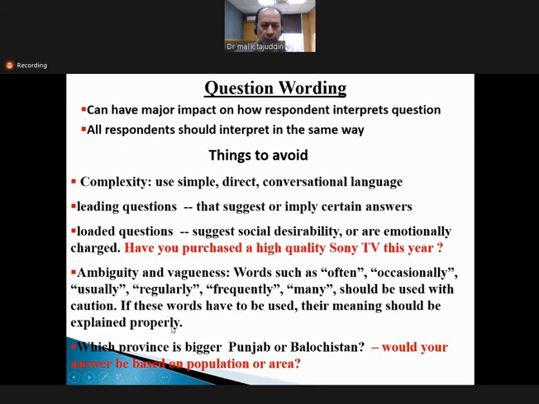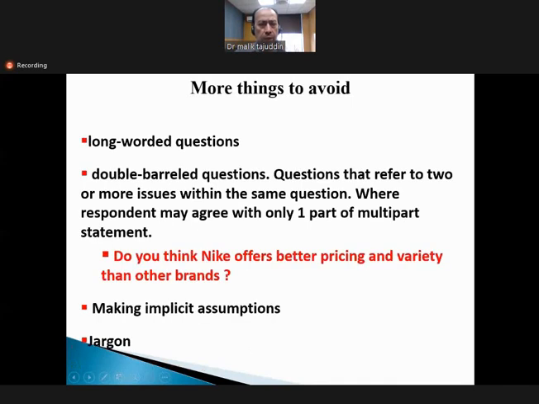Now see, these are called double-barreled questions. Which province is bigger, Punjab or Balochistan? Which is bigger, by what are you asking? Are you asking according to population or area? If you're asking according to area, the answer is Balochistan. If you're asking according to population, the answer is Punjab. So there are more things to avoid. Long-worded questions should not be there. Double-barreled questions, as I explained, should not be there.